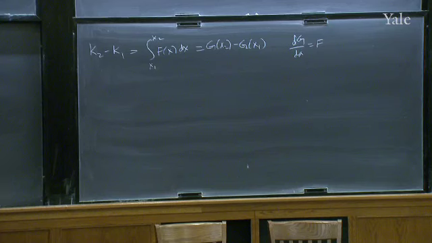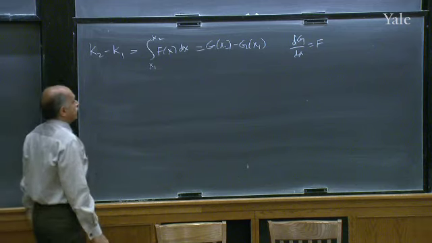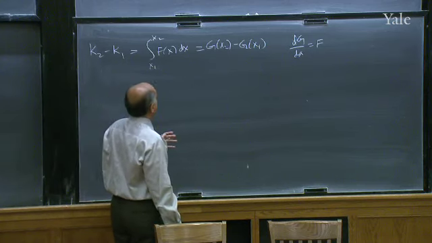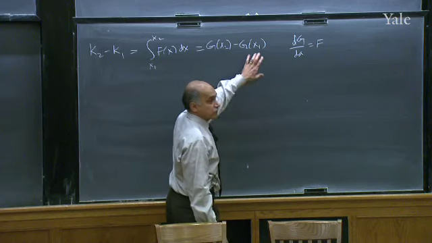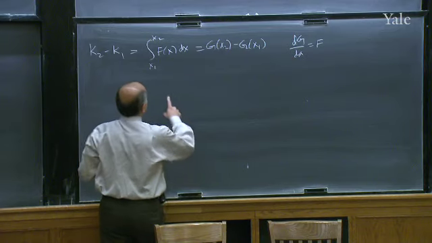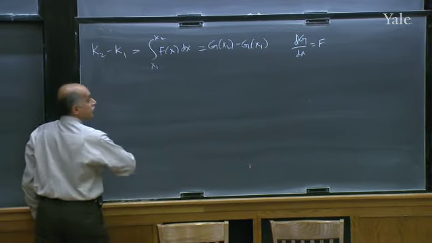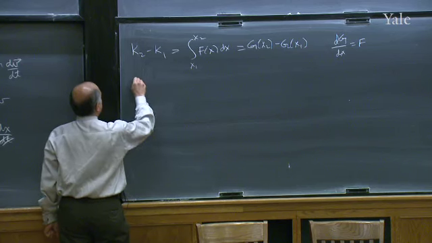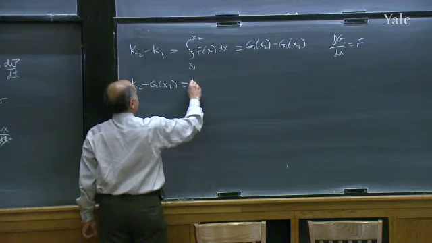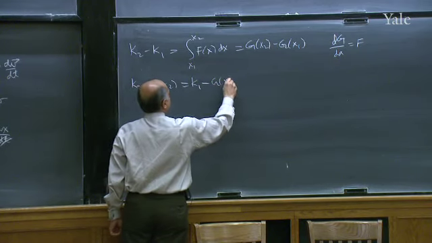For example, if f is equal to x, g is equal to x squared over 2, because the derivative of x squared over 2 is x. In fact, it's not just x squared over 2. You can add a constant, but the constant is not important because it'll cancel between this and this. So you can pick the solution without a constant. Okay? Now, what does that mean? Let's rearrange the expression. So I get K2 minus g(x2) is equal to K1 minus g(x1).